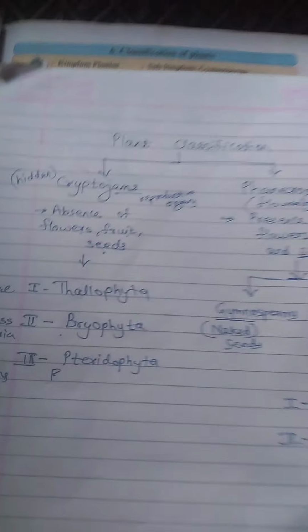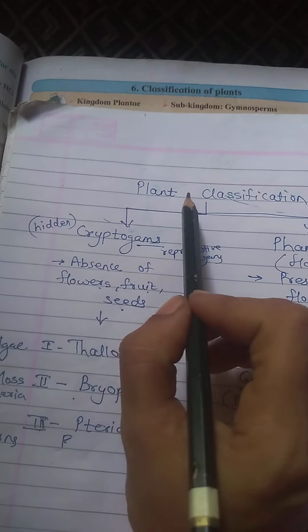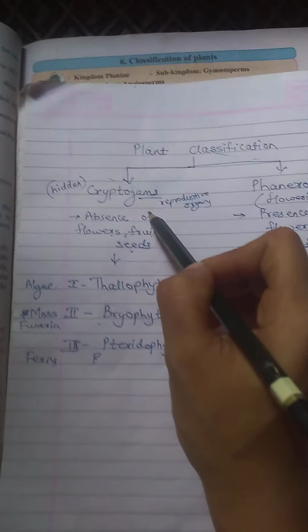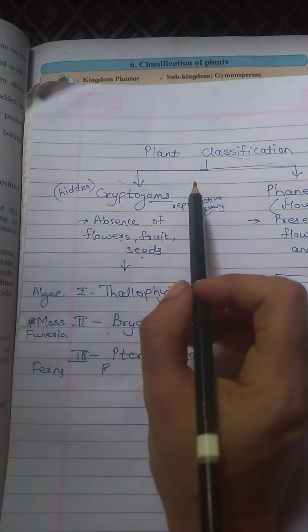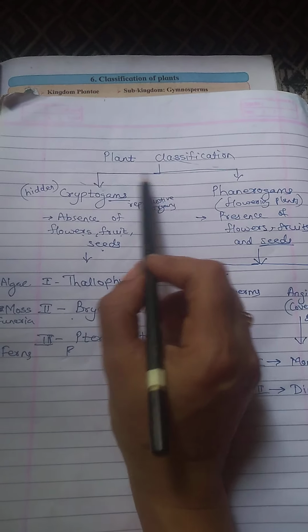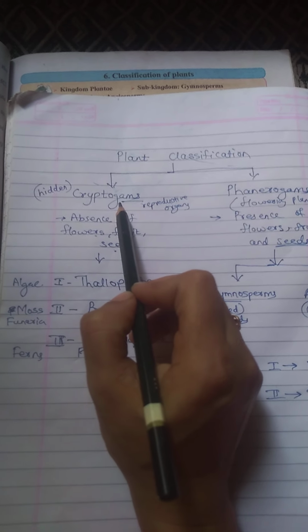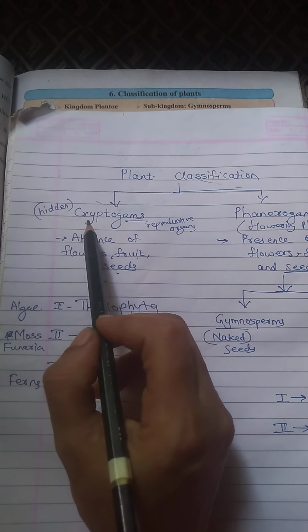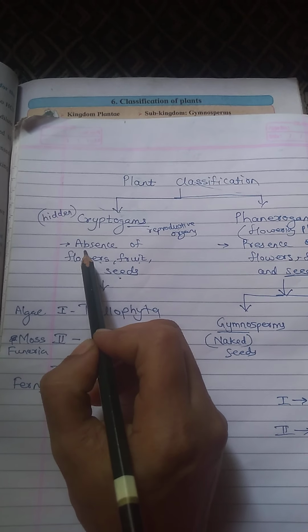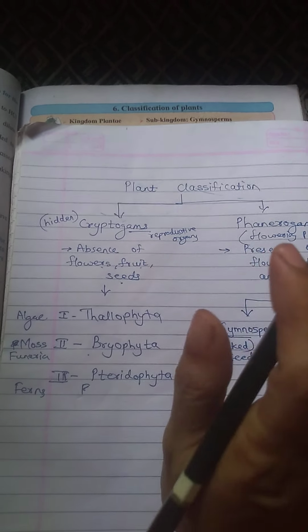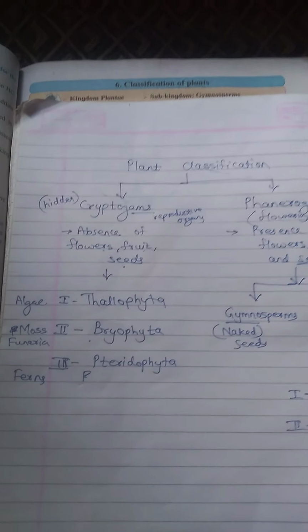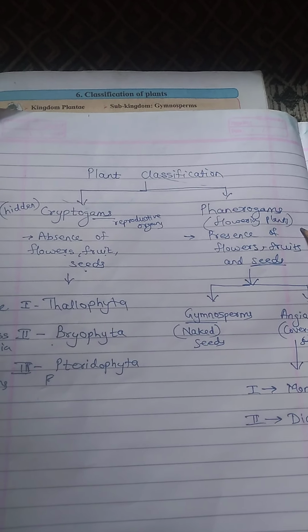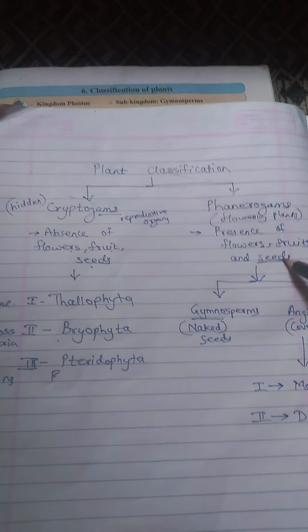So I have written a few flowcharts for you that we will see first. Plant classification, you can write this down afterwards in your notebook. Plants are classified into two types: first is cryptogams and second is phanerogams. In short, an easy way to remember: in cryptogams there is absence of flowers, fruits and seeds. No flowers, no fruits. Where there are no flowers, there will be no seeds. And phanerogams have flowers. They are also called flowering plants. There is presence of flowers, fruits and seeds.